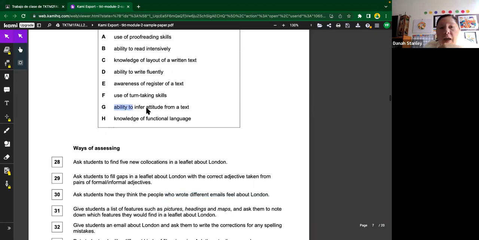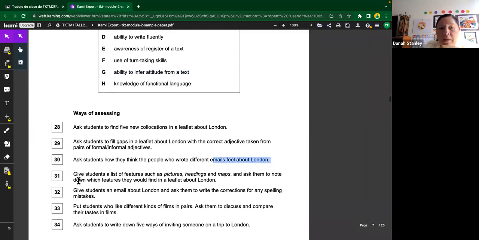Letter G, ability to infer attitude from a text. Attitude, how they feel, okay? Give students a list of features such as pictures, headings, and maps, and ask them to note down which features they would find in a leaflet about London.